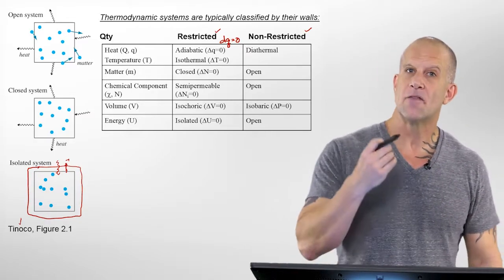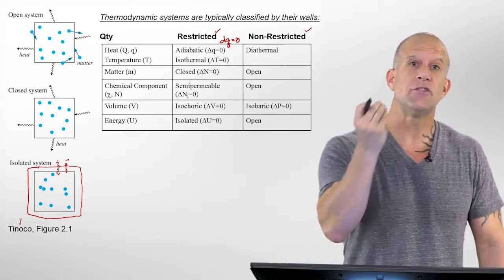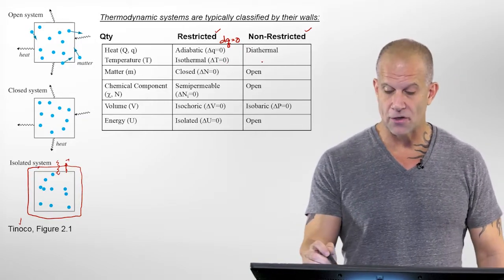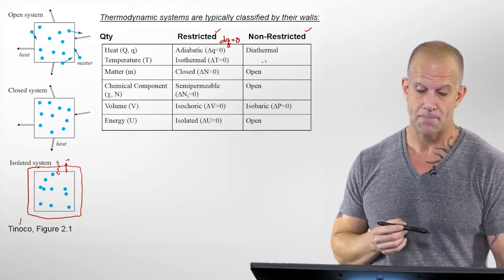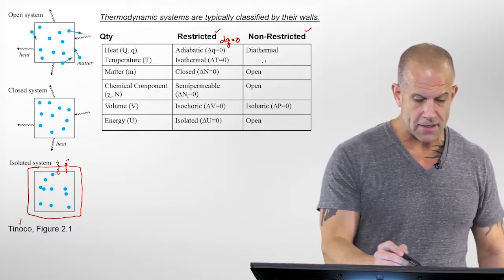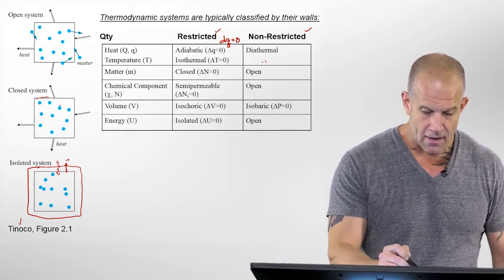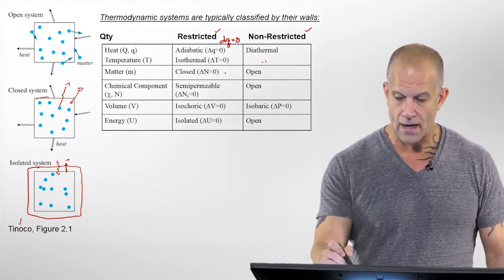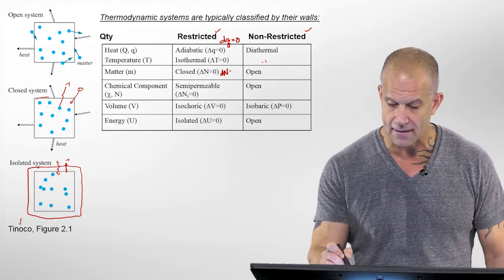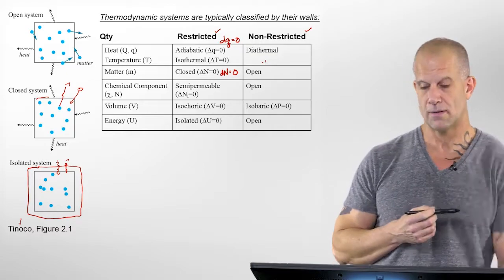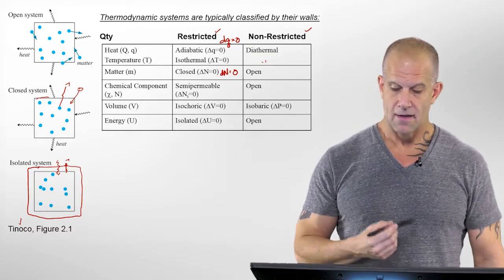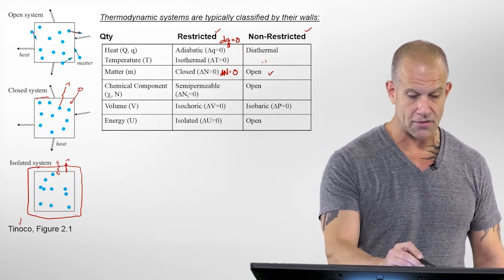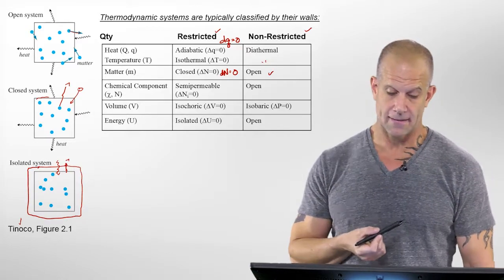If instead of the heat we just restrict temperature, we call that isothermal, and this is still diathermal as well. If we close it off to matter, as shown here, where a particle can't go out or other particles can't come in, or what I would say is the derivative with respect to the number of moles is zero, for the total and each individual component, then we call that a closed system. If we allow matter to exchange, as shown here, then we call it an open system.